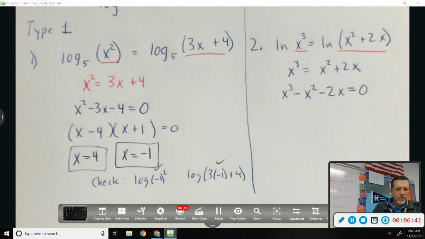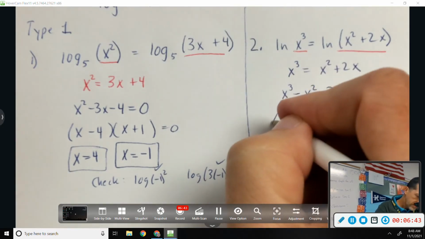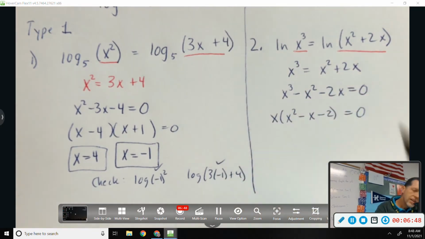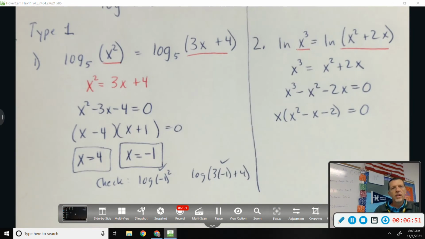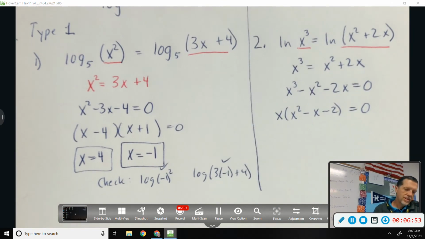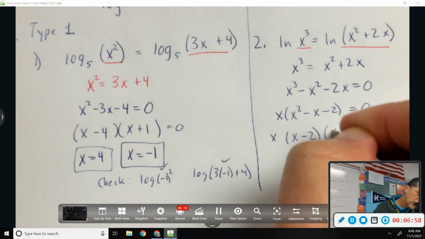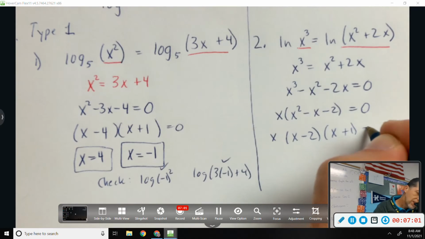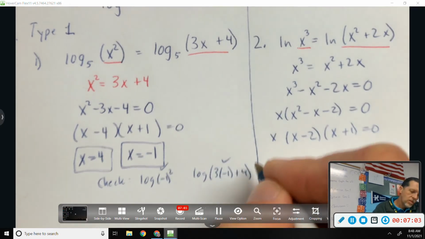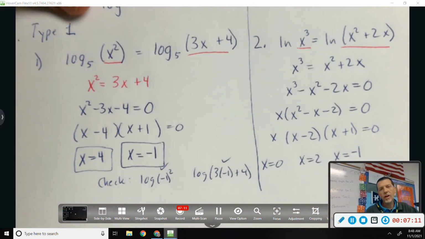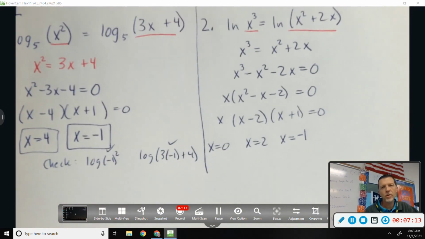What should I do to factor that? Good, take out an x. And then what do I do with what's left? Factor that. x minus 2 and x plus 1. So I've got 3 potential answers. 0, because the x out front leads to an x equals 0 as an answer, or a potential answer anyway.